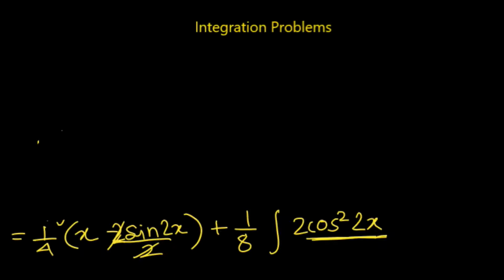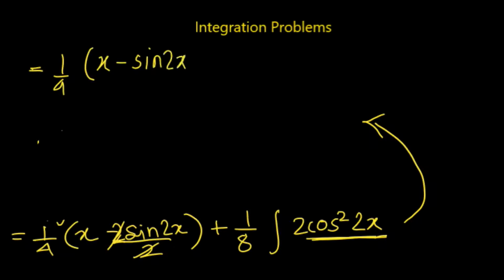So after this step, I am writing what? See, here we obtain 1 by 4 x minus sine 2x. This is the final result we obtain. We have to just integrate the right hand side part. So 1 by 8 integration of, this is the formula of what? 1 plus cos 4x. So 1 plus cos 4x dx.